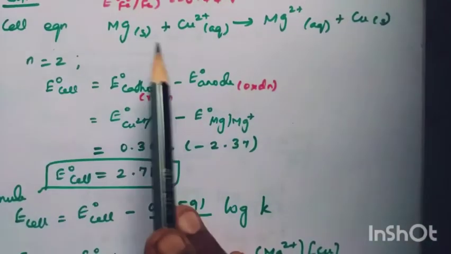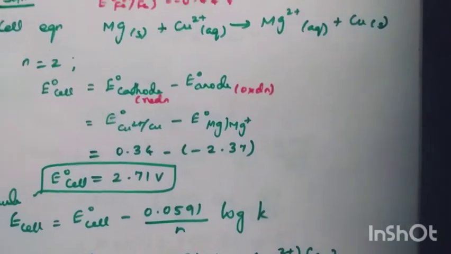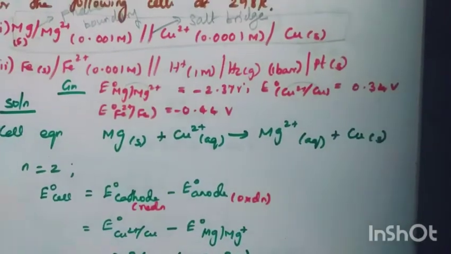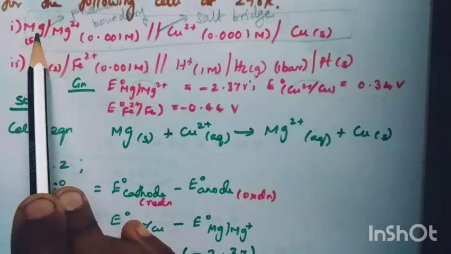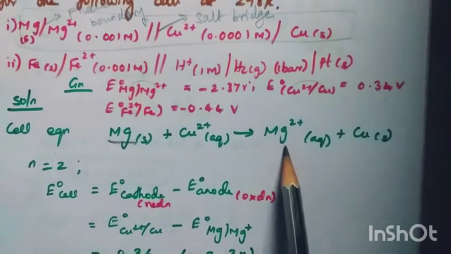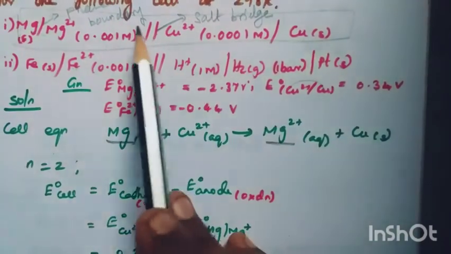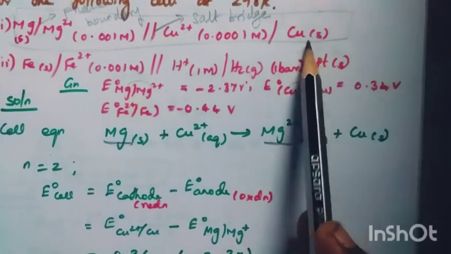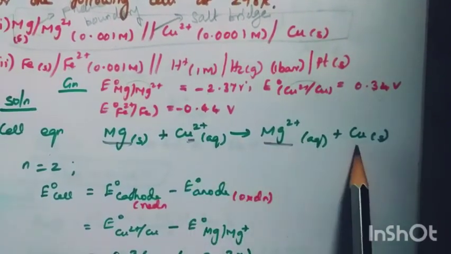This is our cell reaction. You have to write the overall reaction. How will you write it? Mg is converted to Mg2+, and Cu2+ is converted to Cu.